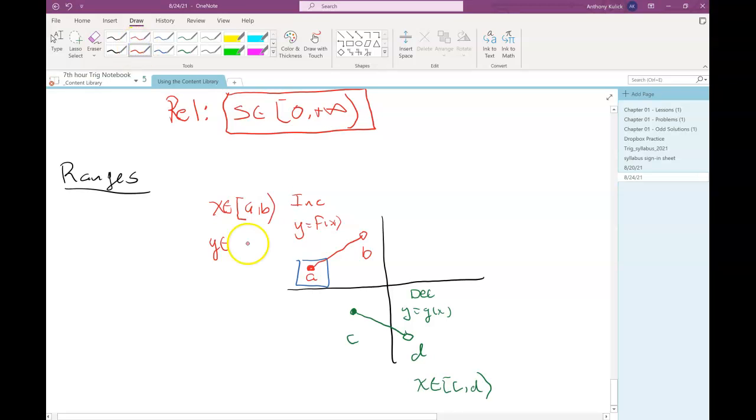The way we write that y-coordinate is f of A. And because A got a bracket, f of A is going to get a bracket. The upper bound would be the y-coordinate at B. So that would be f of B. And again, because B got a parenthesis, f of B is going to get a parenthesis.